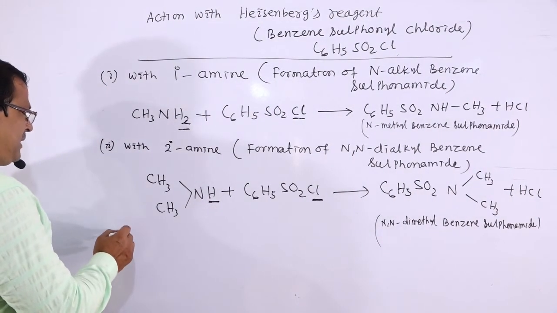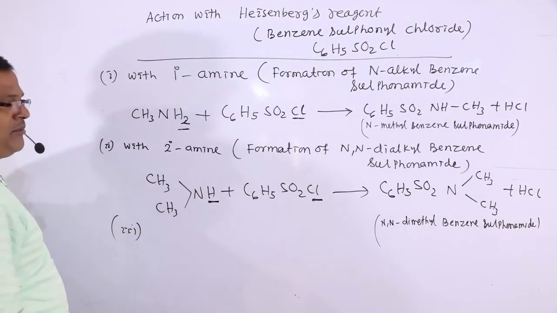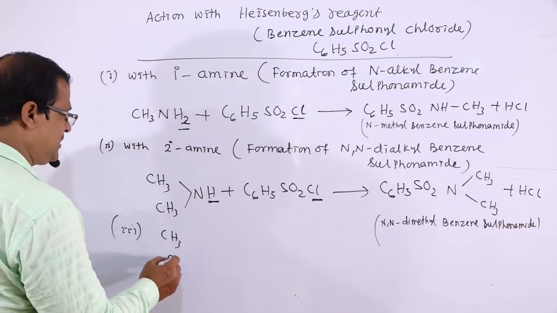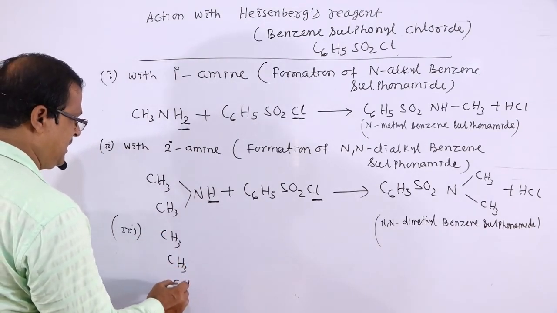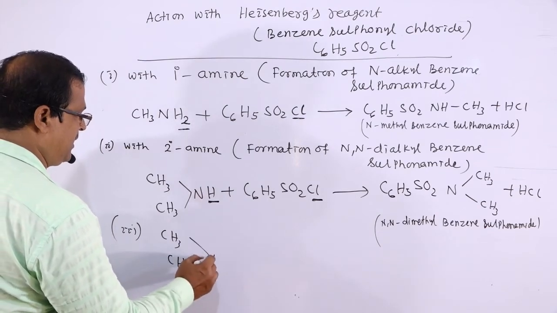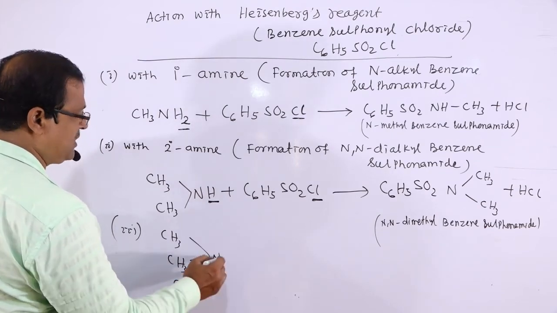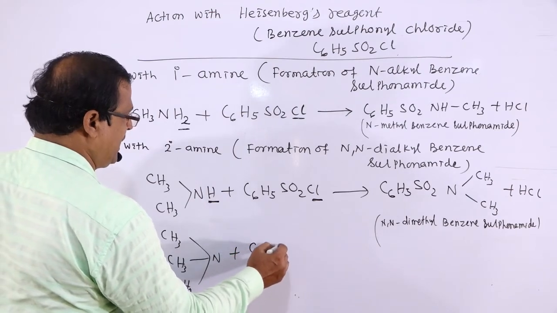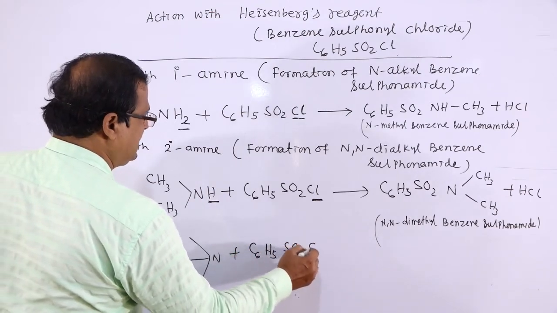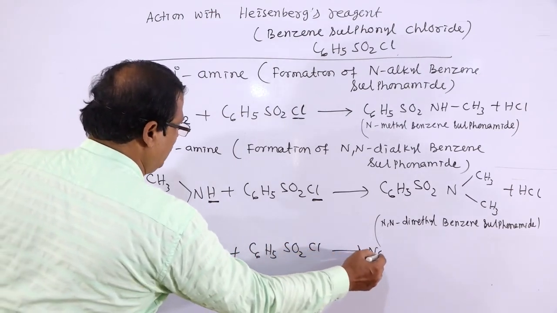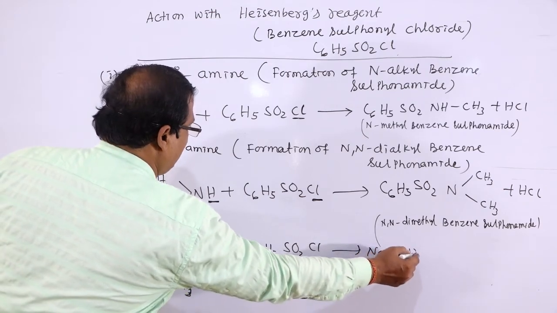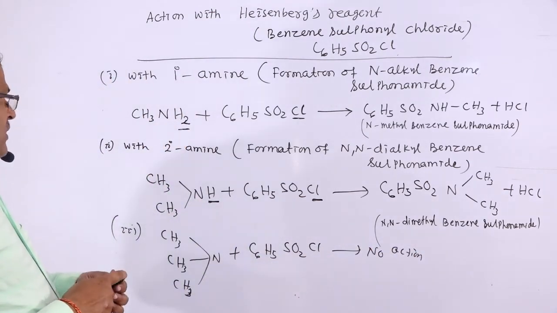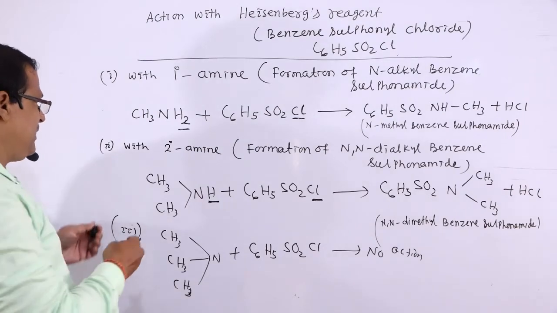If we take the example of a tertiary amine, (CH3)3N, there is no hydrogen atom on the nitrogen. Therefore, it has no ability to react with benzene sulfonyl chloride. No action.